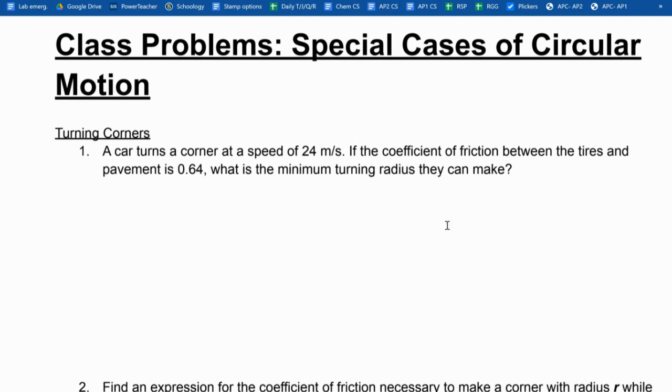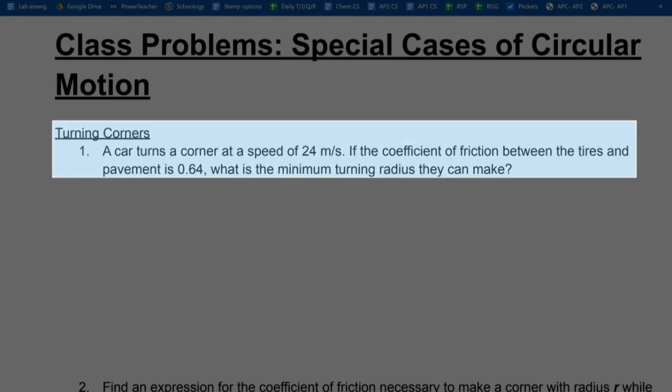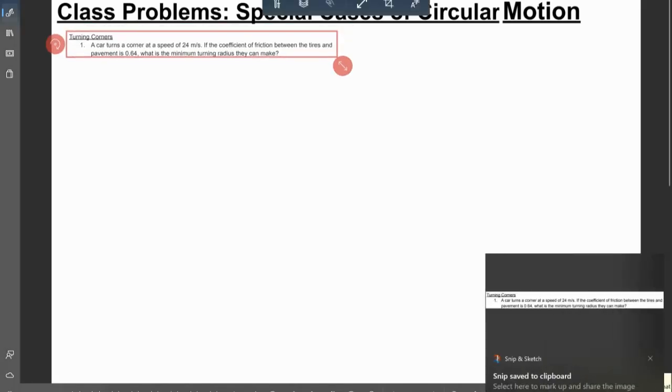Maybe it'll let me actually do this. Take a screenshot. Okay. We'll take a screenshot of this problem, copy it over to where I can actually work on the problems. All right.